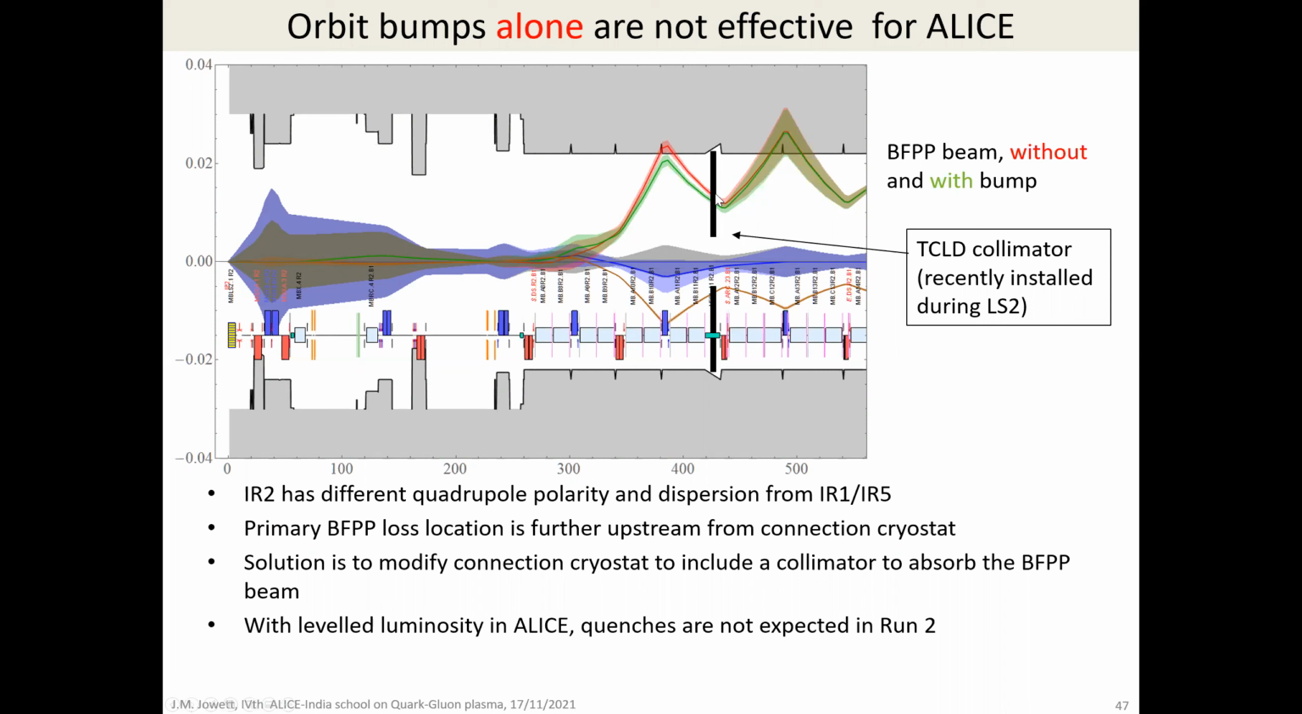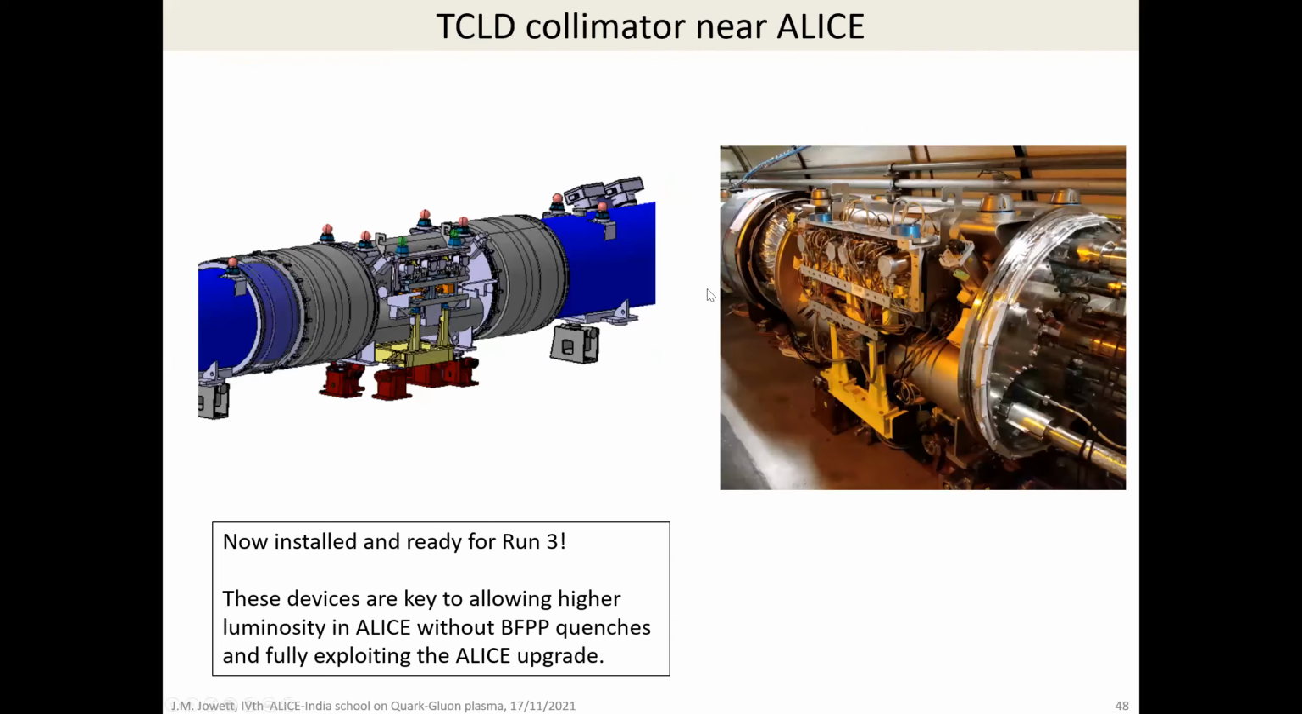So these collimators have now been built and installed. This was a process that took some years, and they're ready for run 3. So this is the strategy that will allow ALICE to exploit the upgrade luminosity. ALICE can now take 6 times design luminosity instead of 1 times, and this will allow ALICE to accumulate much higher luminosity in run 3.